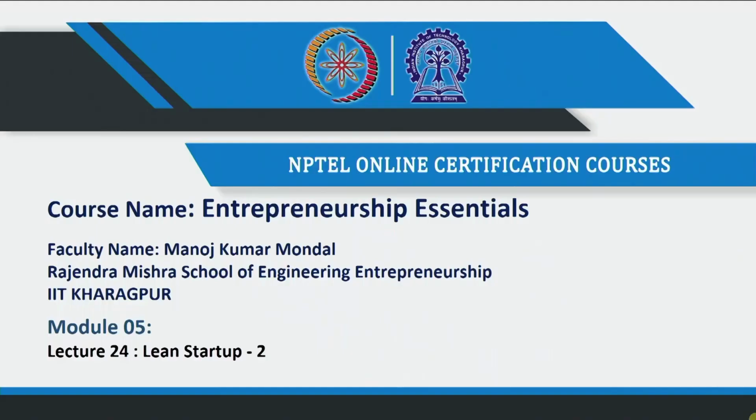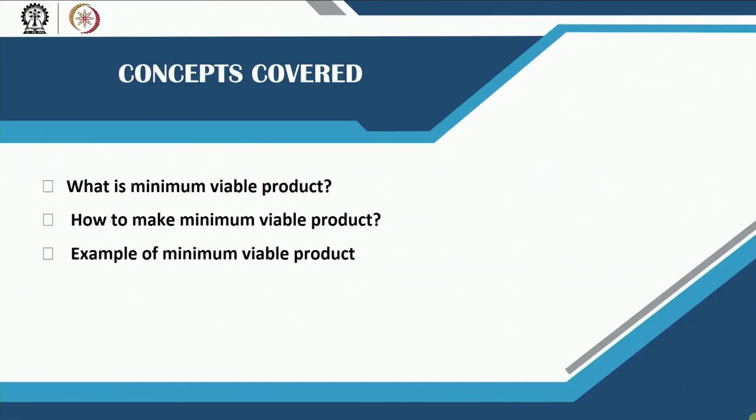Hello and welcome. We shall continue our discussion on the lean startup from the previous session. We will be defining minimum viable product, and then we will compare the traditional method of product development with lean product development, and then we will end with an example of lean product development or lean startup altogether.